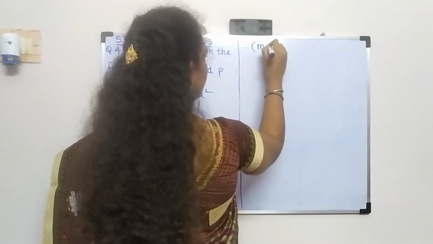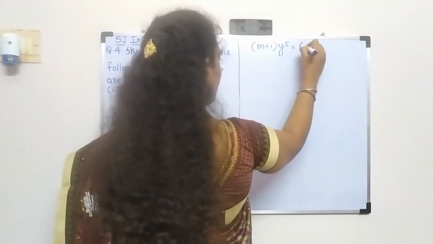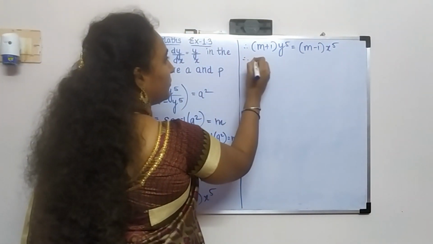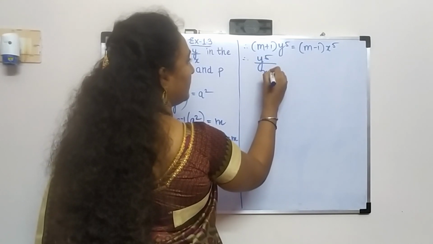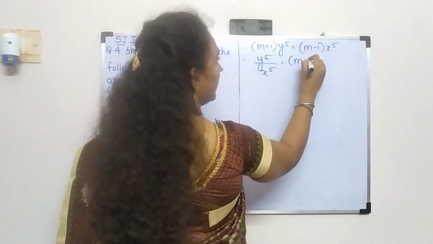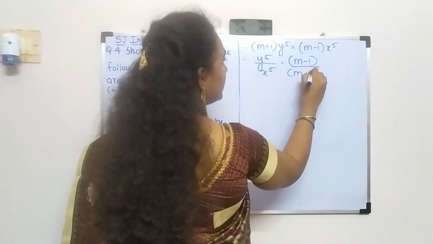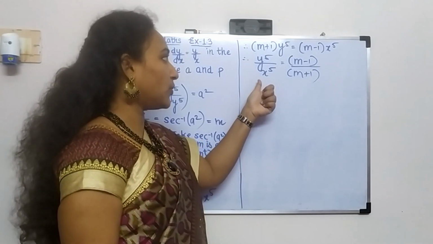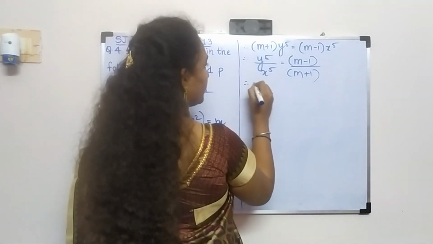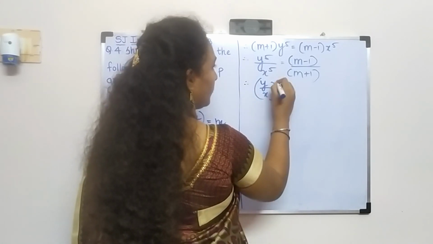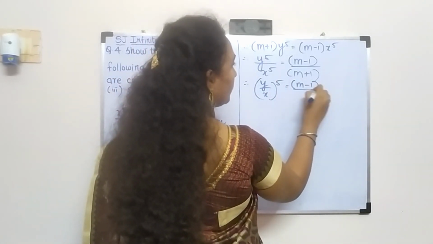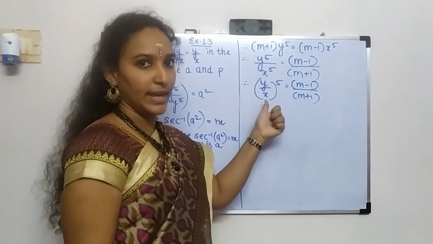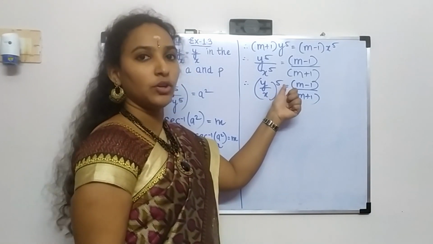Therefore, (m plus 1) y power 5 is equal to (m minus 1) x power 5. Therefore, y raised to 5 upon x raised to 5 is equal to m minus 1 upon m plus 1. Okay, we have taken y raised to 5 upon x raised to 5 over here. Now, this power 5 is common to both y and x, so I am taking it as a common power.